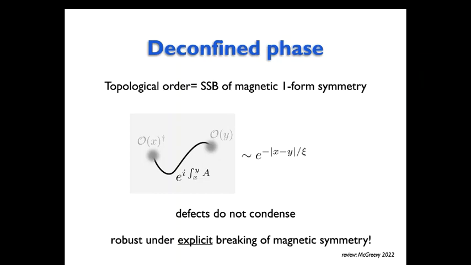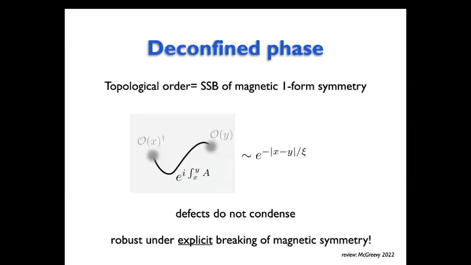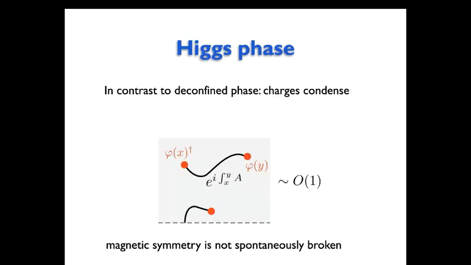So now let me move away from this deconfined phase. Let me move to the other phase, which respects the symmetry, meaning that this correlator is not exponentially decaying, but gets a finite value. This is what I want. I want to condense my charges, and this is defined by the property that if I take two charges and connect them by a Wilson line to make a gauge invariant object, this gets a finite vacuum expectation value.